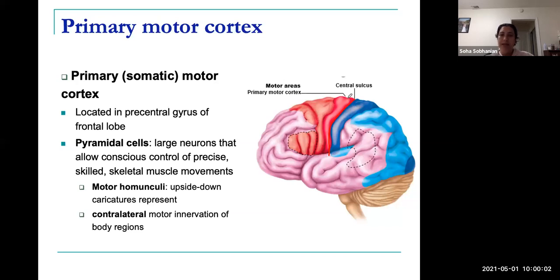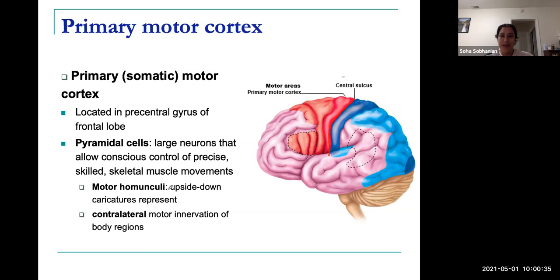The area immediately in front of this, the ruby red color you see, that's your precentral gyrus. This area is responsible for the primary somatic or motor cortex, which basically means it's going to control your skeletal muscles. Now, here is again the important concept: homunculus or homunculi, and then contralateral.